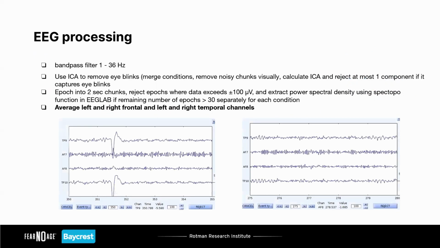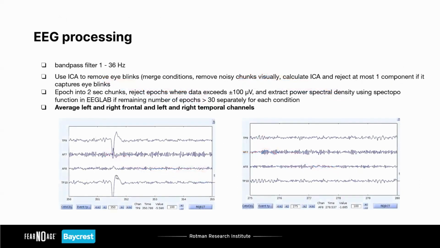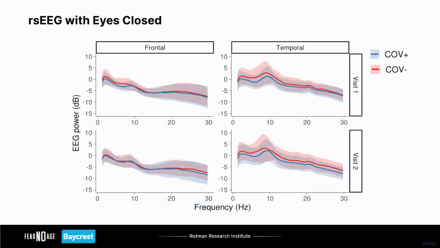Right, so this is a very brief slide showing you the pre-processing steps. These are examples of the raw Muse EEG data, and we use bandpass filtering and also ICA rejection to remove the eye blink components. And then subsequently, we extract the power spectral density, and I will be showing data averaged across the left and the right frontal channels and the left and the right temporal channels.